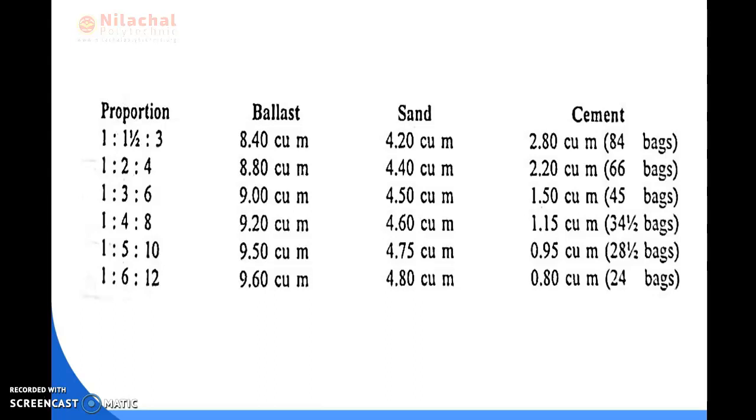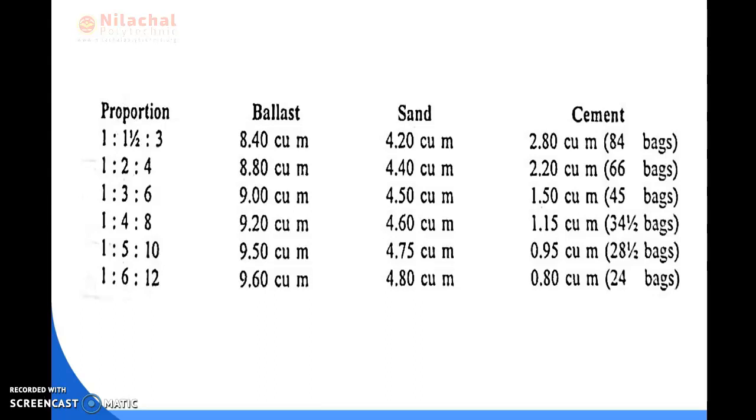So here for the 1:4:8 proportion, the ballast requirement is 9.2 cubic, the sand requirement is 4.60 cubic, and the cement requirement is 1.15 cubic. We already defined that in example number 1. Here the 1.15 cubic is also considered as 34.5 bags, or we can write 34 bags or 35 bags.